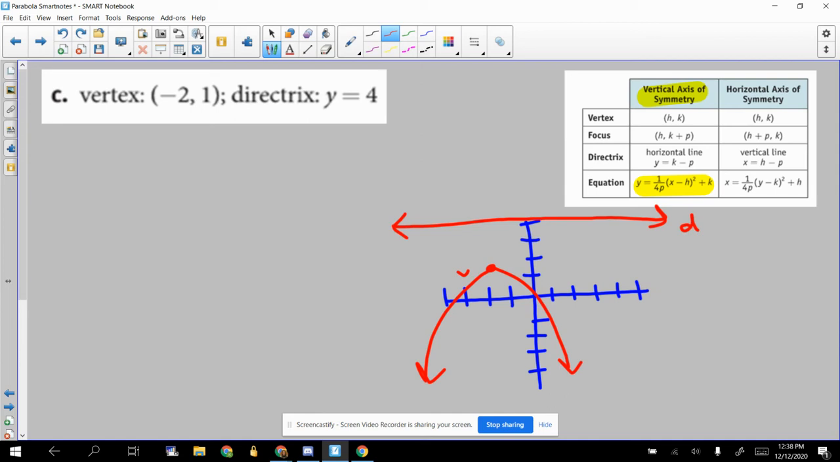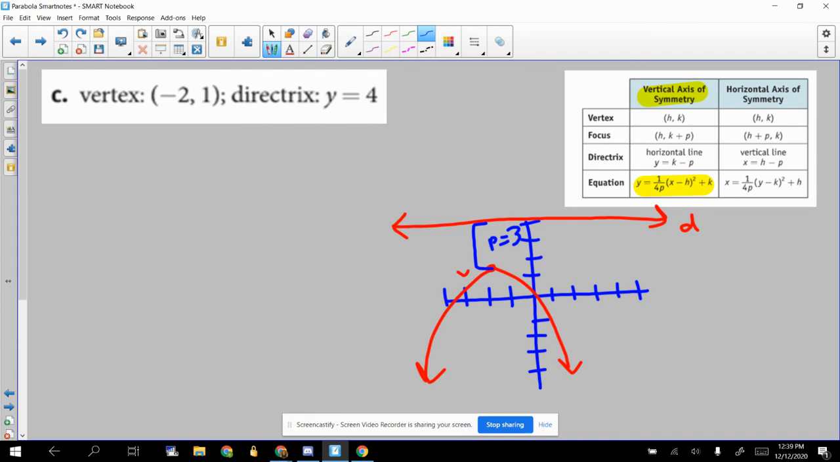Okay. So now we know the vertex. We need to figure out this p value. So remember, your p is the distance from the vertex to the focus or the vertex to the directrix. So if this point is at -2, 1 and this is at 4, then it is 1, 2, 3 units away. Okay. So now we know that our p is equal to 3.